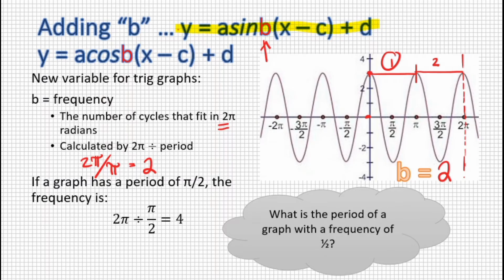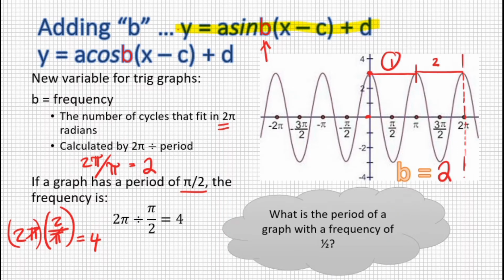So if a graph had a period of pi over 2, I do the same thing. 2 pi divided by pi over 2, watch your fraction math, is the same as 2 pi multiplied by 2 over pi. The pi's are going to cancel, and you're going to end up with 4. What does that mean? That in 2 pi, in 360 degrees, I'm going to go through 4 cycles, each one having a period of 90 degrees.